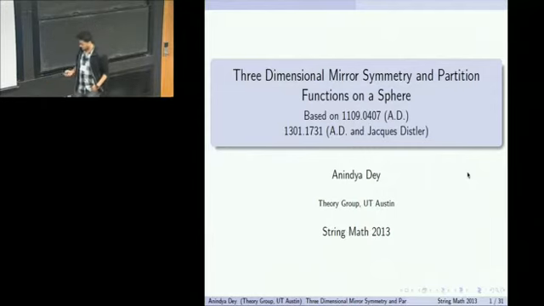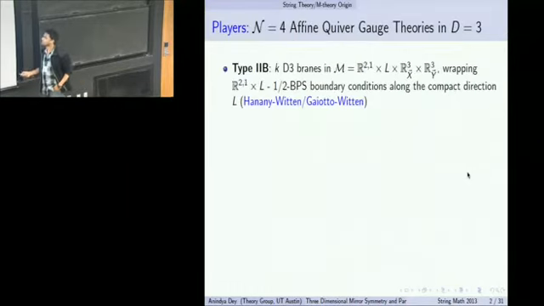So I'll be talking about three-dimensional mirror symmetry, mostly the work that I did with Jacques Distler at UT. But anyway, it's fine. So the main players in this story will be N=4 affine quiver gauge theories in 3 dimensions.